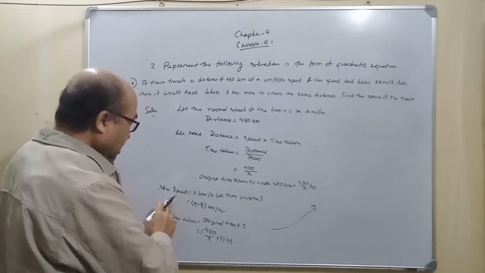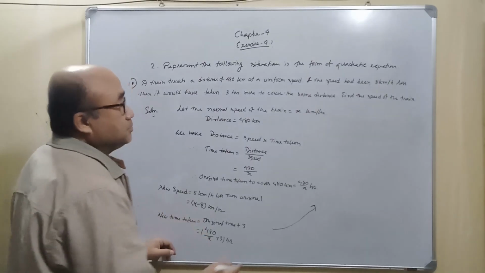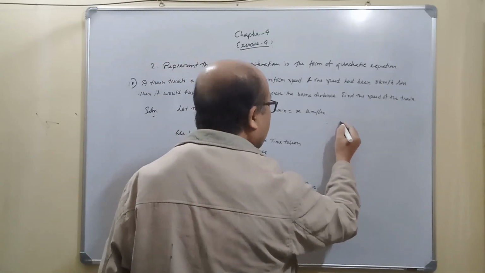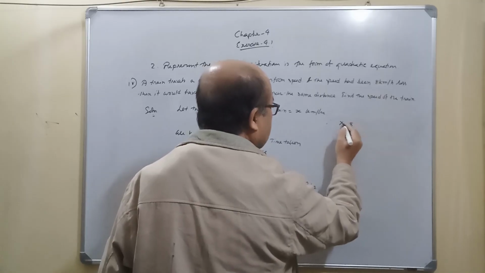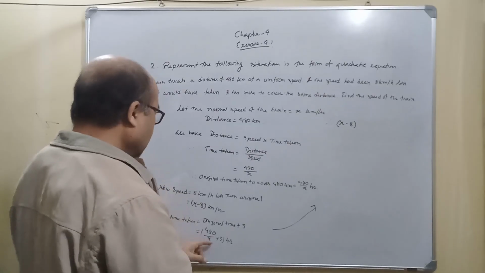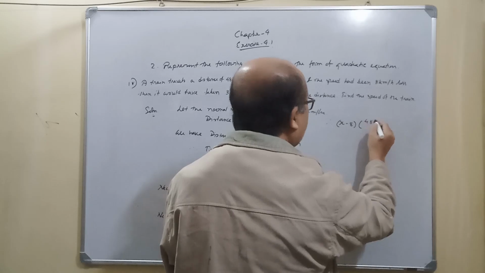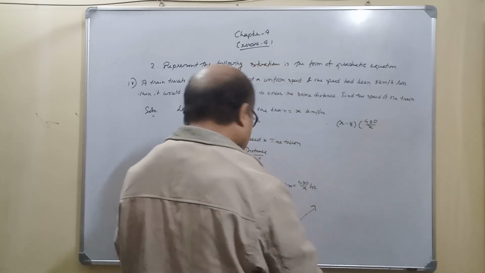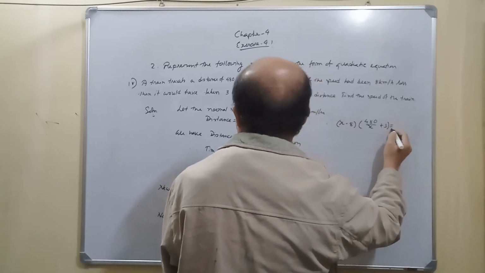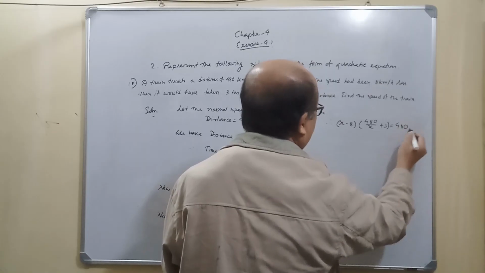But the new speed and new time taken, if we multiply them together, what do we get? Hence, x minus 8, and new time taken is 480 by x plus 3. It is equal to 480. It is the distance. Okay.